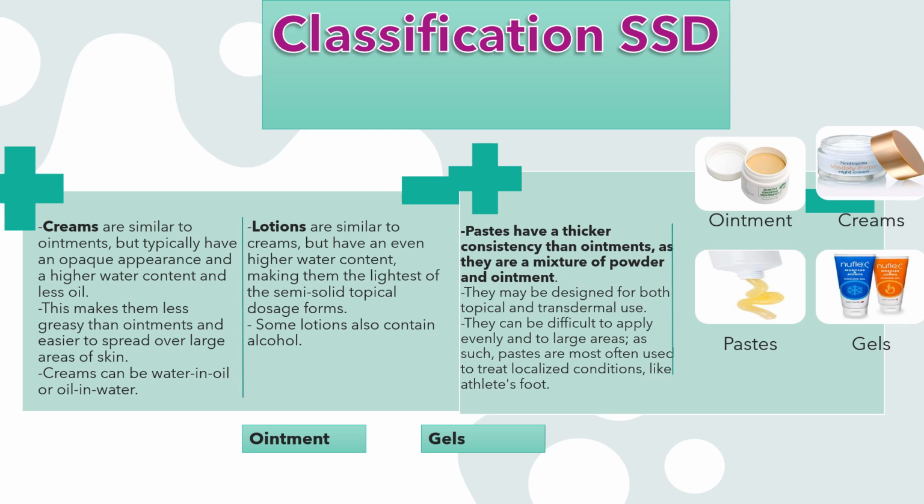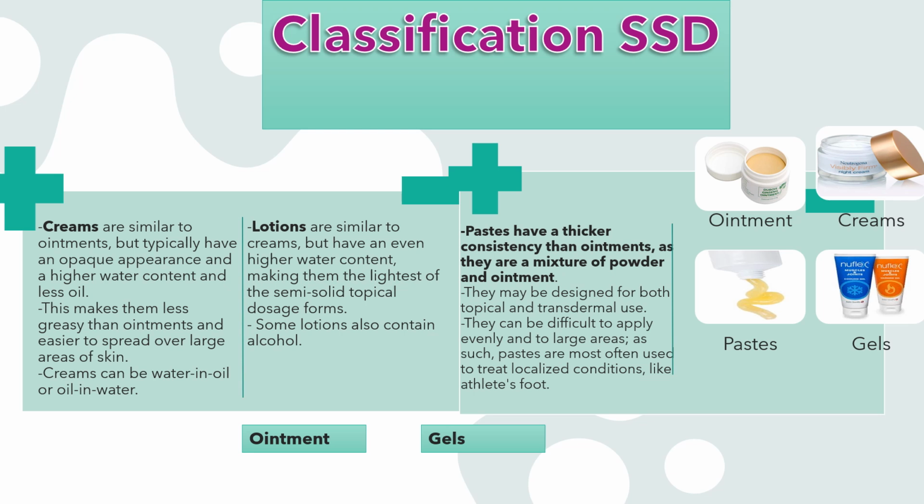Second, lotion. They are similar to creams but have an even higher water content, making them the lightest of the SSD. Some lotions might also contain alcohol. Third, paste. Pastes have a thicker consistency than ointment, as they are a mixture of powder and ointment. They may be designed for topical and transdermal use. They can be difficult to apply evenly and to a large area. As such, pastes are most often used to treat localized conditions, for example, athlete's foot.